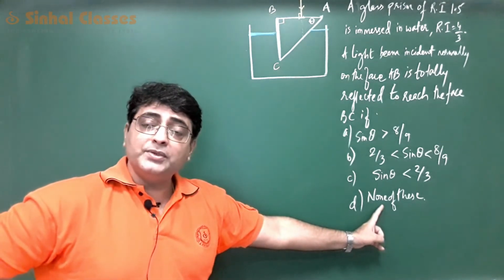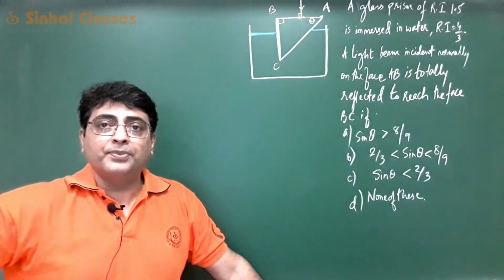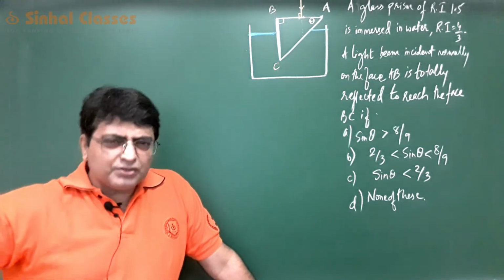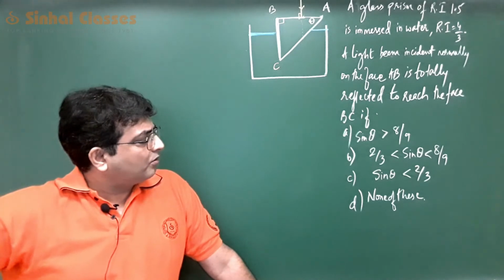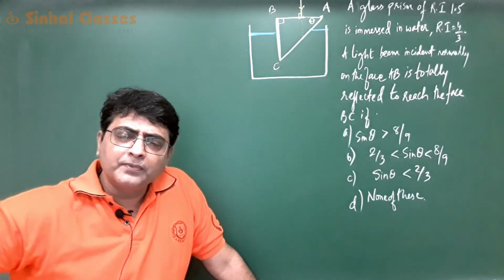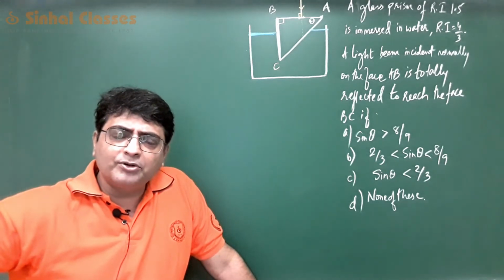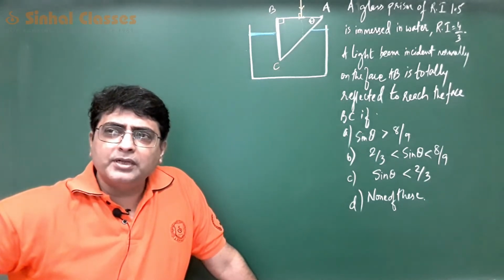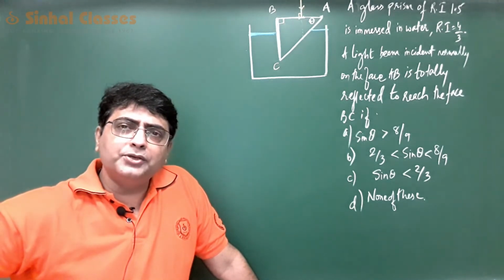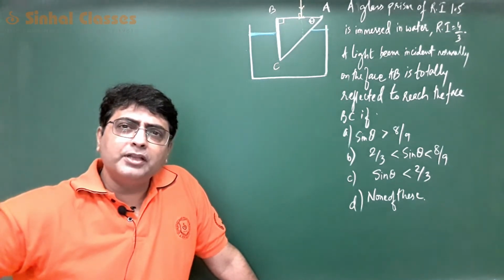When none of these are given to you as an option, you need to solve the problem. Secondly, many students will say, "Yaar, 8 by 9 is a fraction which you've come across." If I consider 4 by 3 into 2 by 3, then 4 by 3 upon 3 by 2.